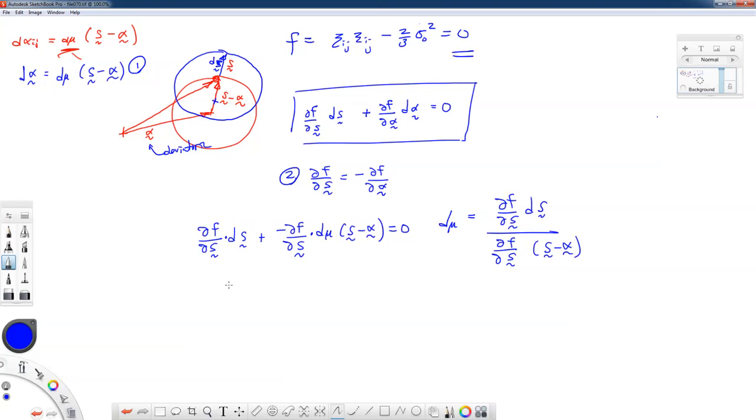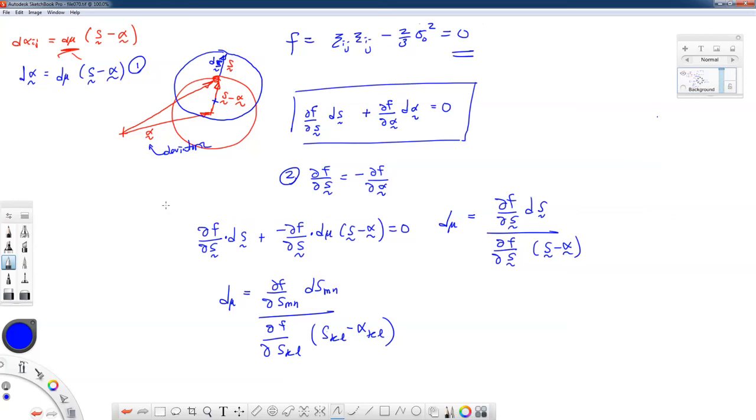Or in index notation, partial of f with respect to s mn ds mn divided by partial of f with respect to, let's use kl, s kl times (s kl minus alpha kl). Okay, now this is in deviatoric stress space. So this is the scalar constant that multiplies this term to determine what the movement of the center of our yield surface will be.